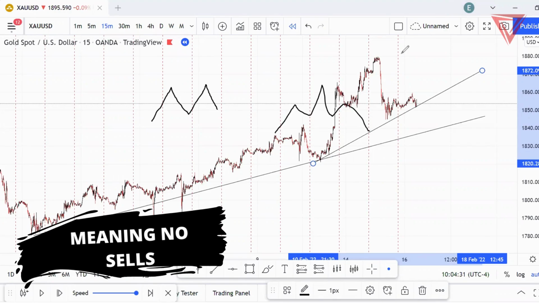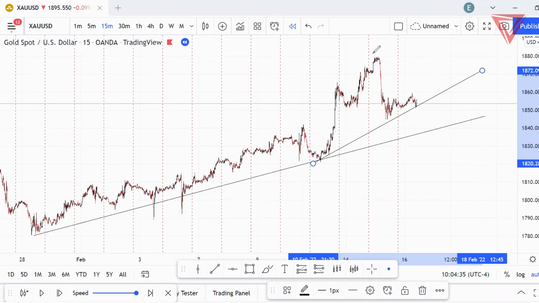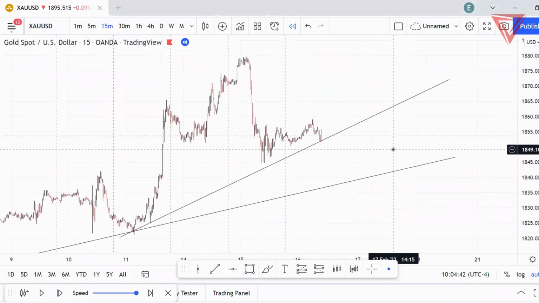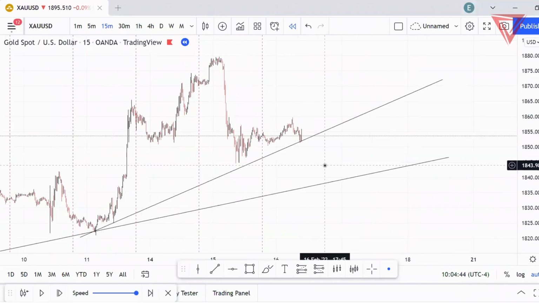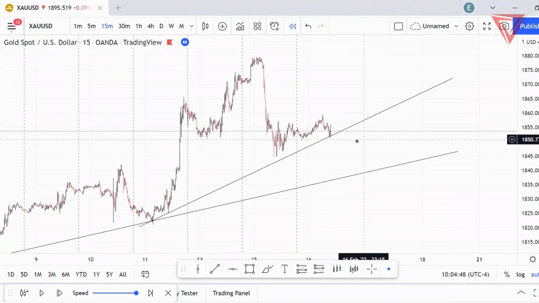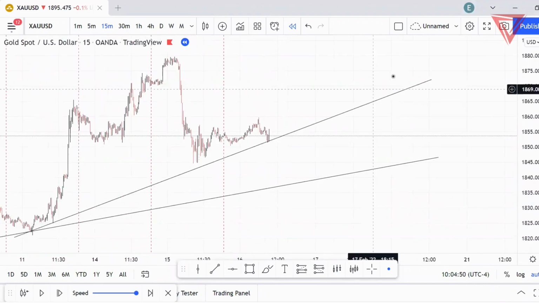And neither of those are prevalent at this high, which means I cannot anticipate gold to have the opportunity for sells. I hope that makes sense. That being said, I am not going to look for a reversal at this point, or rather, I'm going to look for a continuation. Now, you can tell that gold is bouncing off of this trend line here.